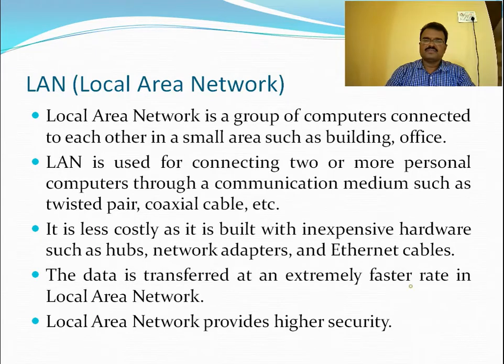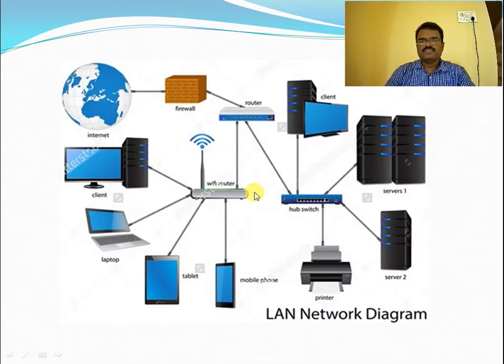Here we can see an establishment of LAN as a LAN network diagram. Here, different devices are connected. If you see, it is server 1 and here server 2, and this is a client and the printer. And these four devices, these four components, are connected to the hub.